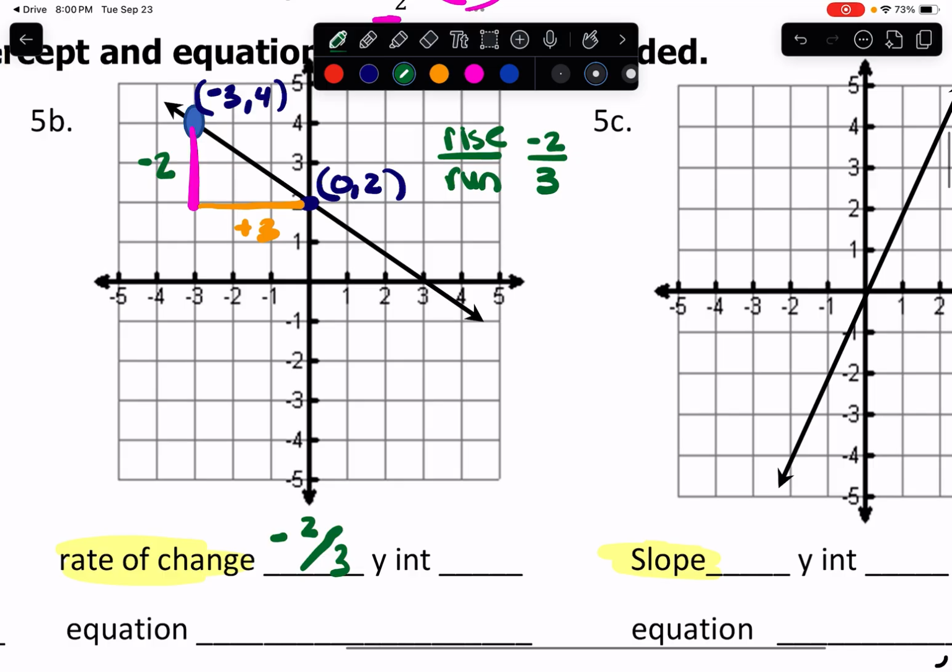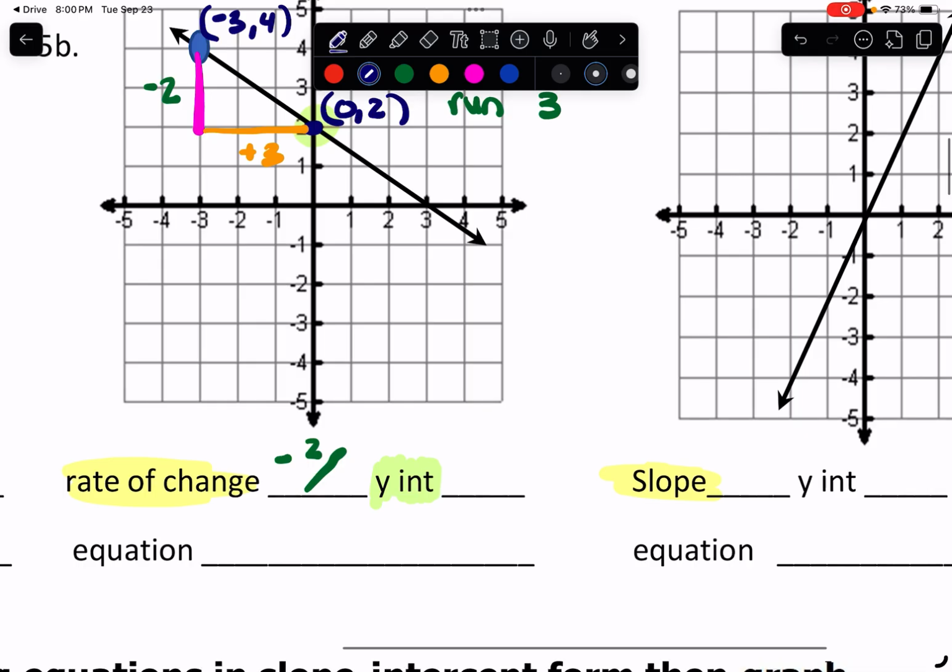The y-intercept is the point where it crosses the y-axis. So the y-intercept is where we cross the y-axis right here. Oh, I did that in yellow already. I want to do a different color. Let's say we'll do green. There we go. There is my y-intercept. And let's write down the number. It crosses the y-axis at 2.